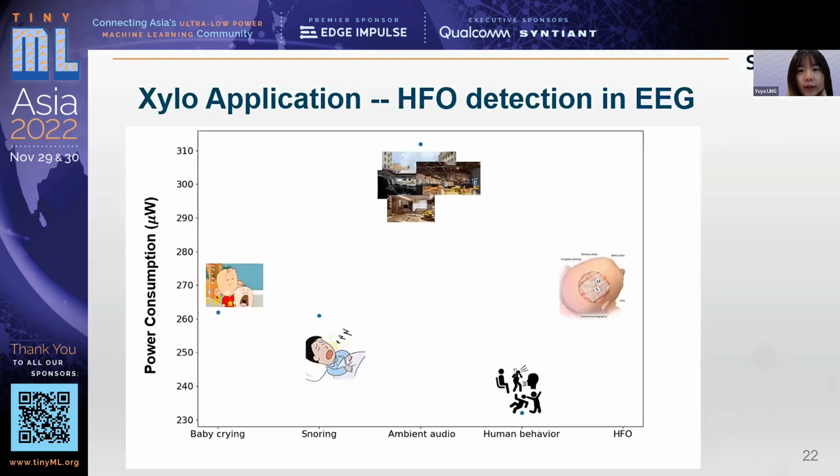Okay. And Xylo is a low power product for the applications I mentioned. The power consumption is actually only around 200 to 300 microwatts, roughly, for the baby crying, snoring, ambient audio scene classification, human behavior analysis, and HFO detection.